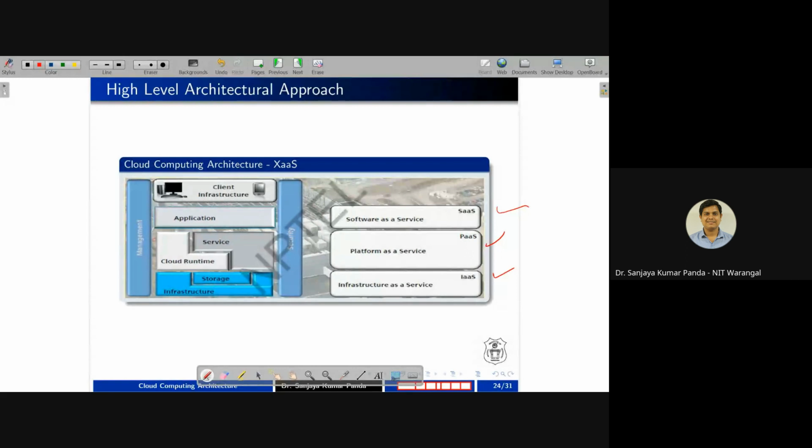So infrastructure management is important. On the user side, we can see the upper layer has more importance in the management level, right? But our lower layer hardware management is required. That will be done by the provider part, right? So we can compare that.